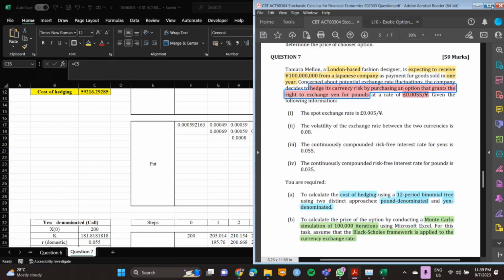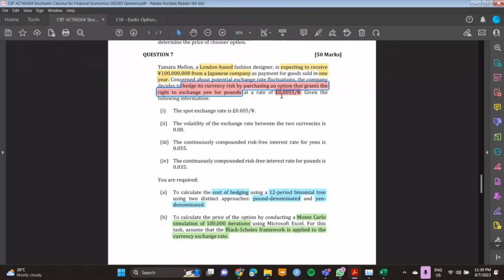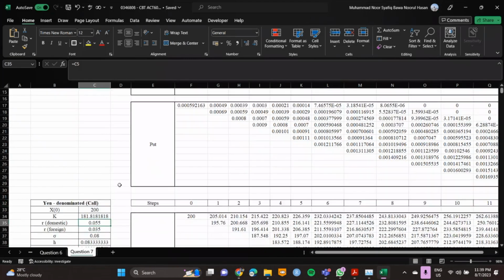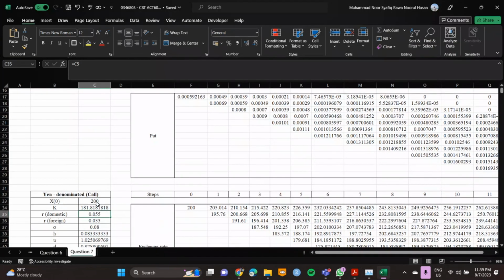they mentioned that it's 0.0055 euro for 1 yen. So when using yen denominated, we have to do 1 over 0.0055 for the K. Same applicable for the X naught.